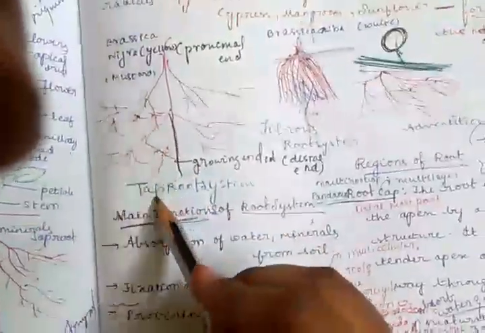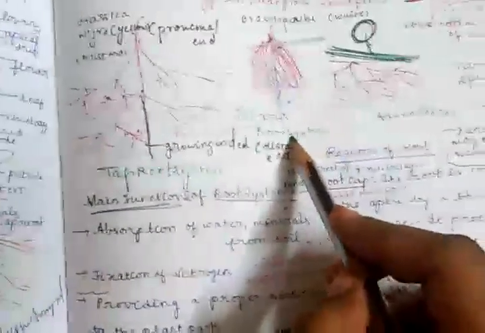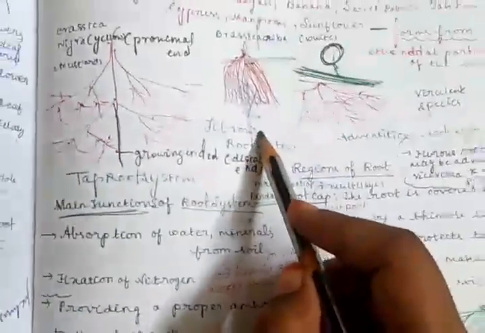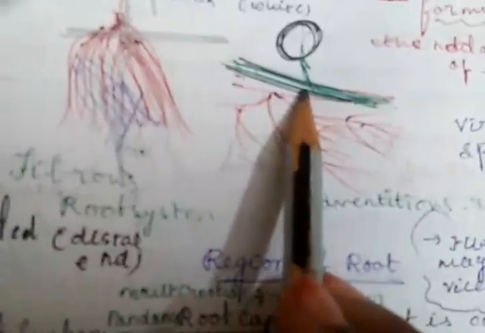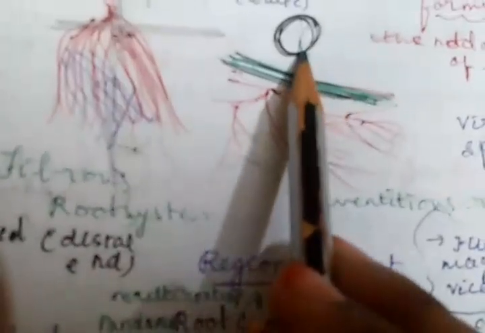See, I draw a diagram. See here. This is the taproot system. This is a rough diagram only, friends. Please don't mind this. This is the fibrous root system and this is the adventitious root. Here, this is the stem. The green part is the stem. Here the roots came from the stem. So this is the radicle. This is the plumule.